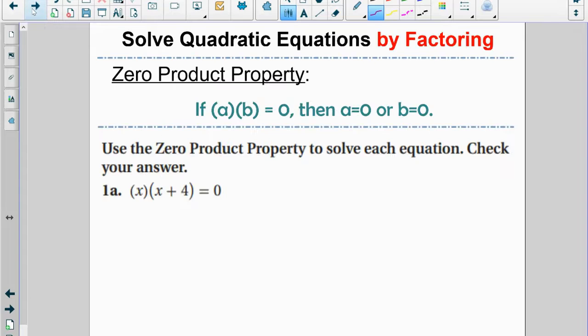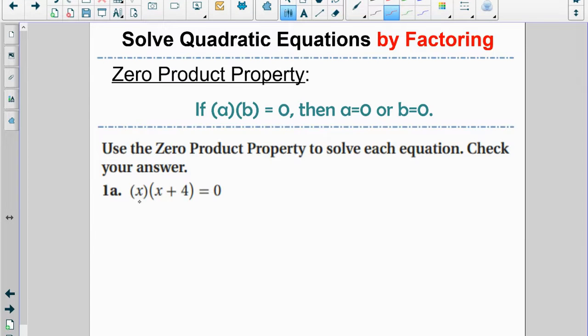That concept is what we call the zero product property. If when multiplying two factors it equals 0, then it's either the first factor that equals 0, or the second factor. So let's use that zero product property, the ZPP, to solve this equation. And we'll check our answer, of course.